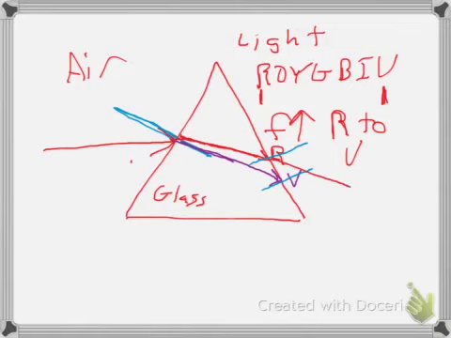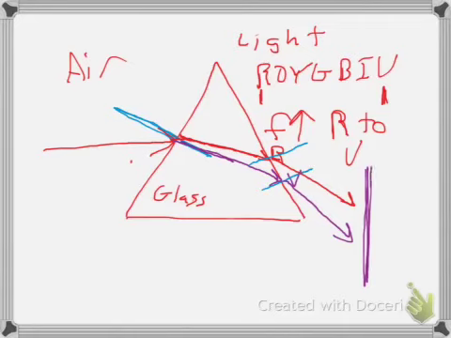No, that looked like it went straight. Let's get rid of that. Down this way. And this violet light will go down this way. So there we have it. If you had a screen down here, then that screen would show the separation of white light into its primary colors. So that's pretty neat.